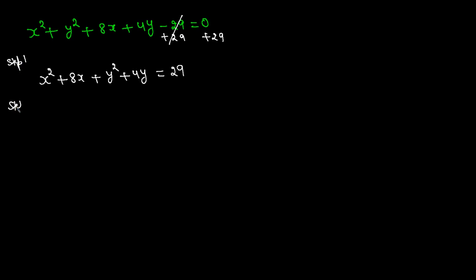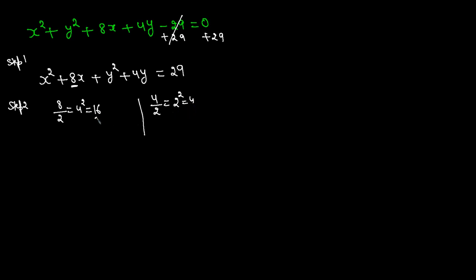Step 2, that's where we're going to complete the square. In step 2, look for the coefficient of x and divide it by 2. So 8 divided by 2 gives me 4, and the square of that gives me 16. Same thing for y: the coefficient of y, 4, divided by 2 gives me 2, and the square of that gives me 4.